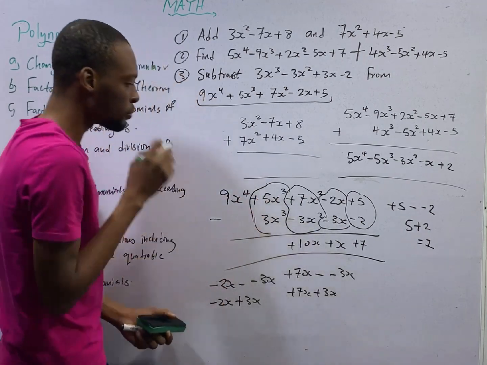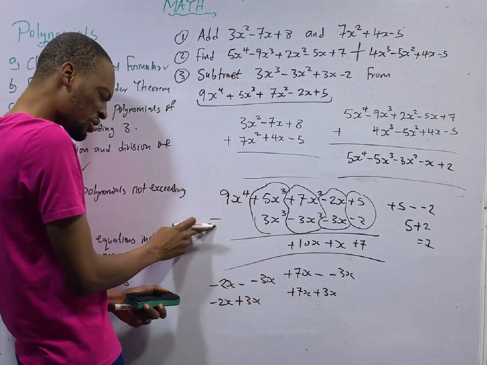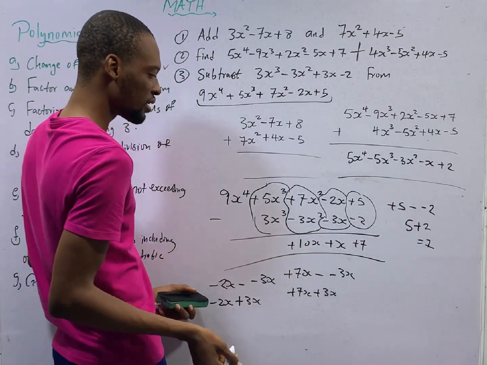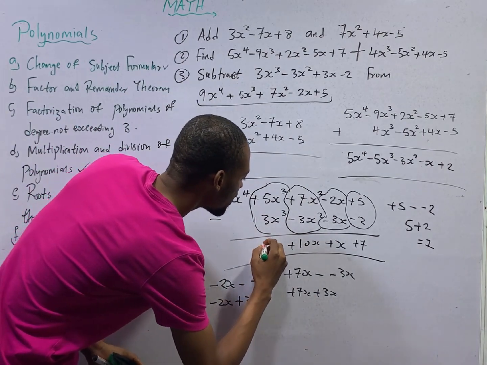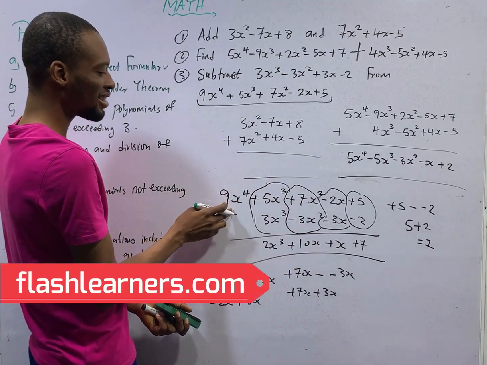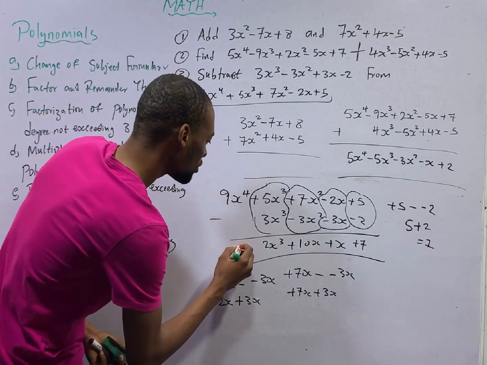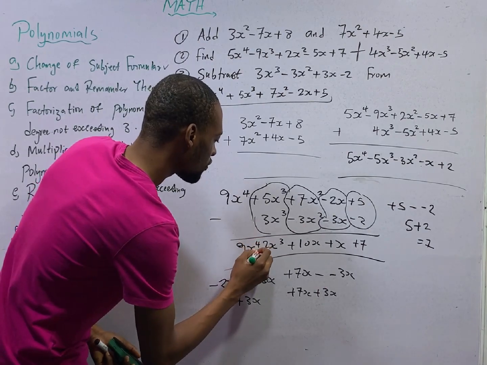So for here, we don't need to bother because we have plus 5s raised to the power of 3 minus 3s raised to the power of 3. This is basically 2s raised to the power of 3. So here you have 9s raised to the power of 4 minus 0s raised to the power of 4. So this will give you 9s raised to the power of 4.